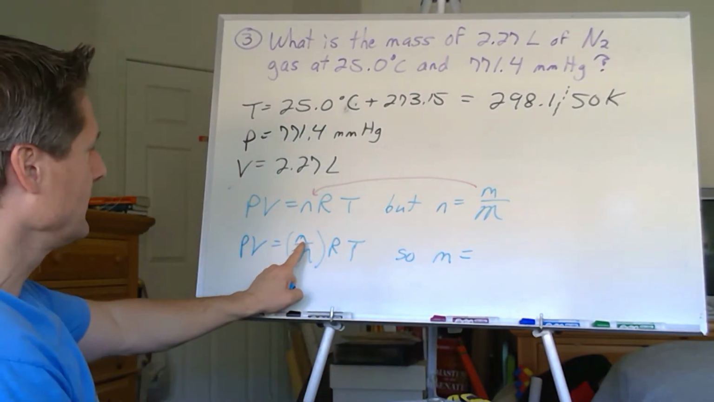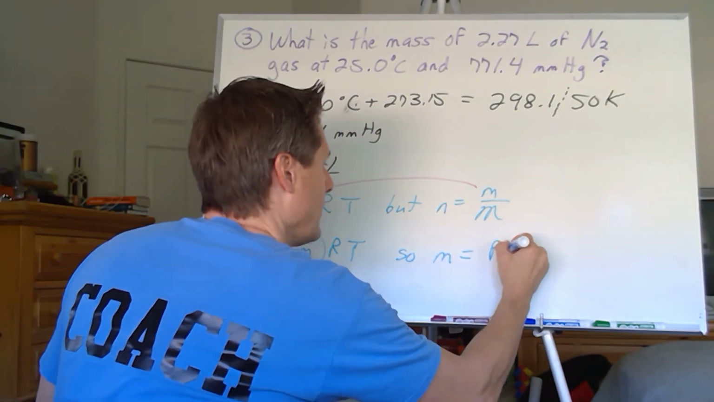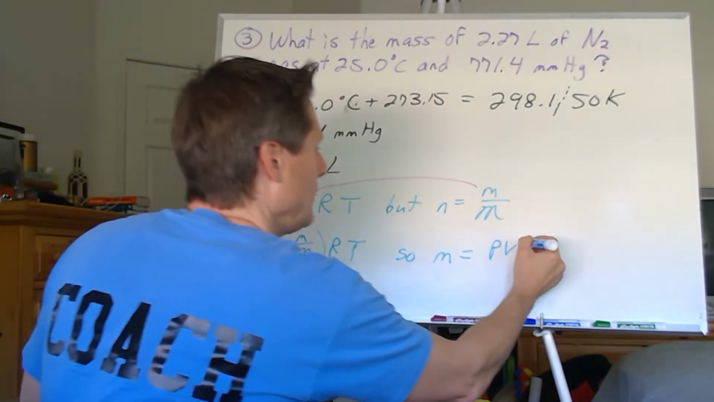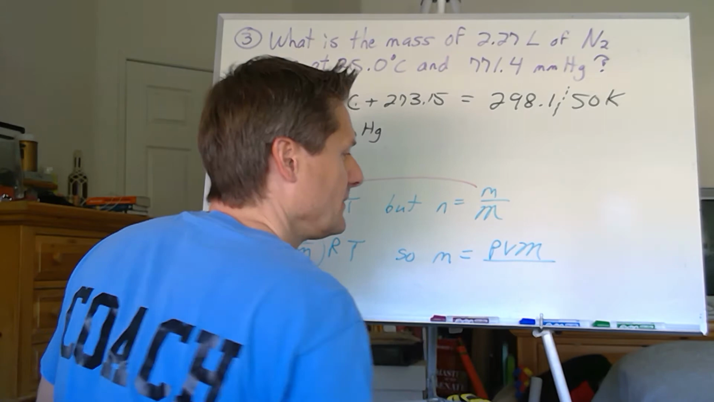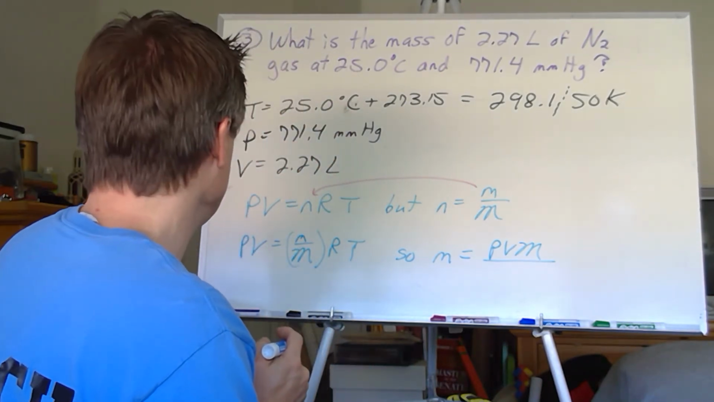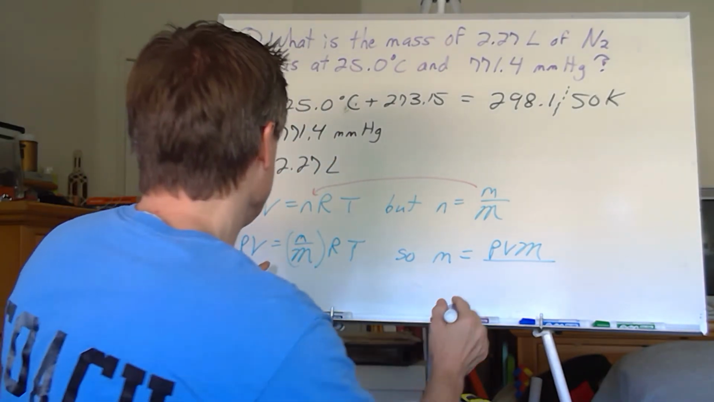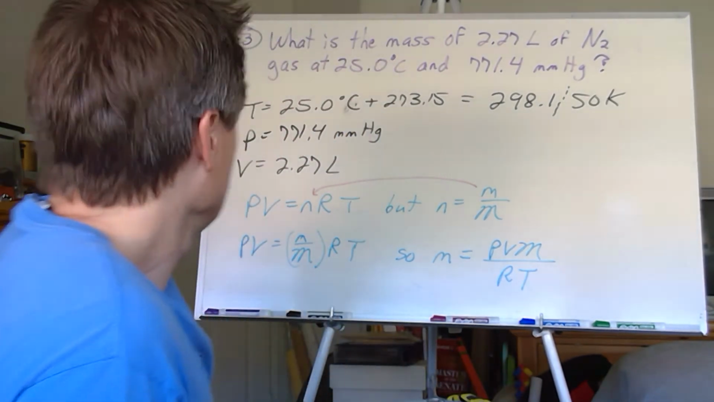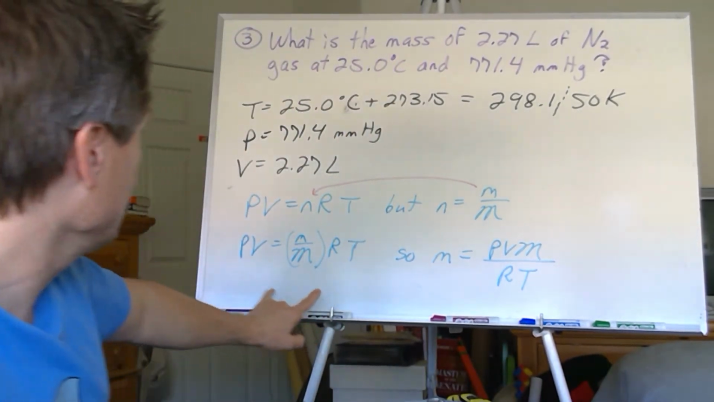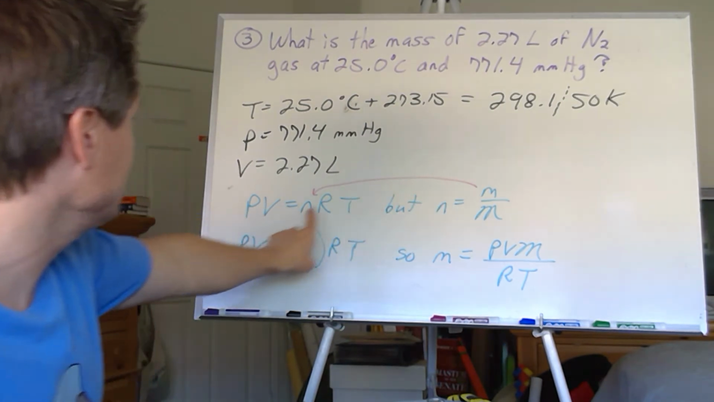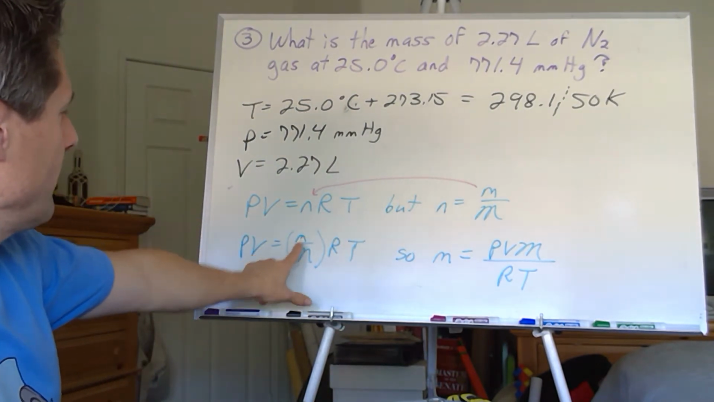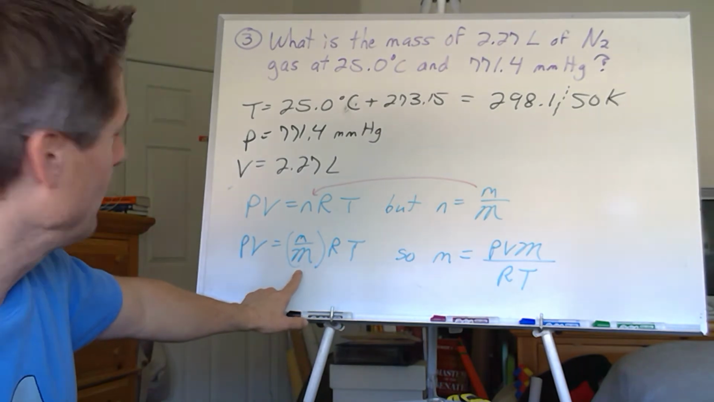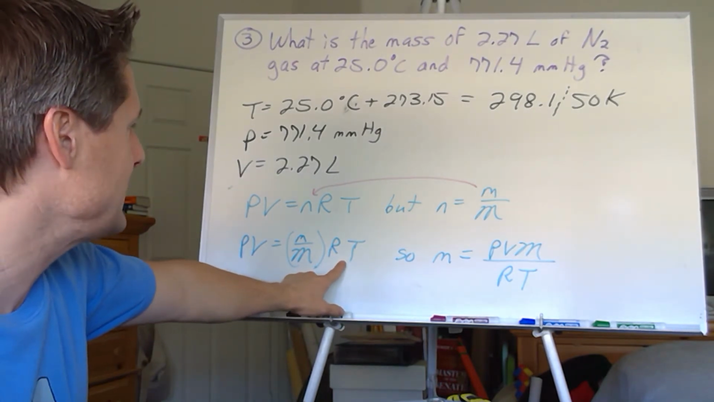So the mass will be PV times molar mass, is that right? PV divided by RT. See if I do my algebra correctly here. So we isolated that in there. We're solving for mass. So PV, multiply through by the molar mass, divide through by RT.